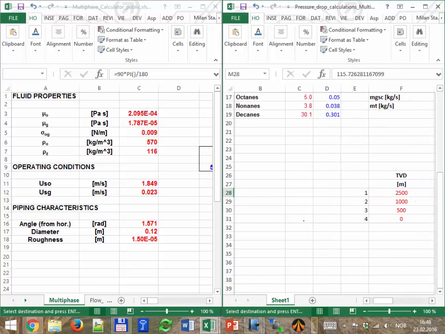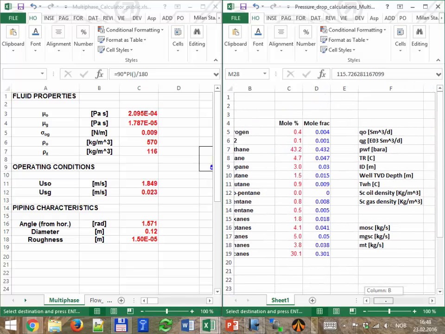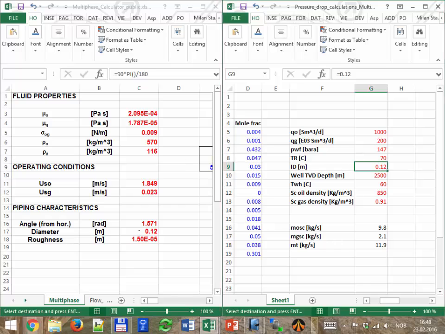So then the internal diameter of the pipe, 0.12, is already introduced here, and the roughness, I didn't give it here, but we can use that roughness that it has. So what do I need really? I need the surface tension, the viscosity of the gas, and the viscosity of the oil. Let's see if we can find that from Hysys.